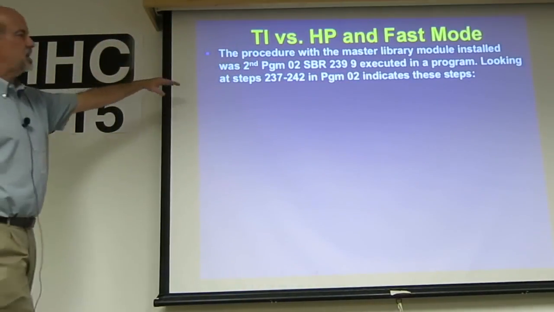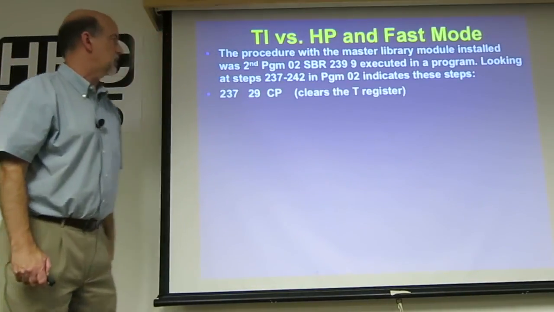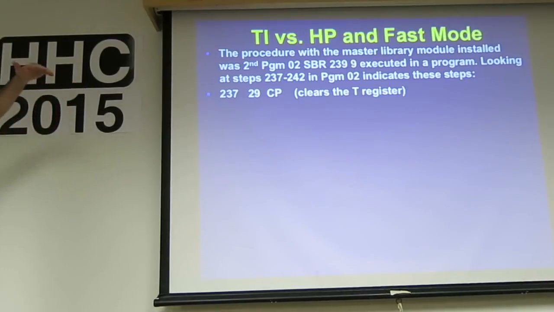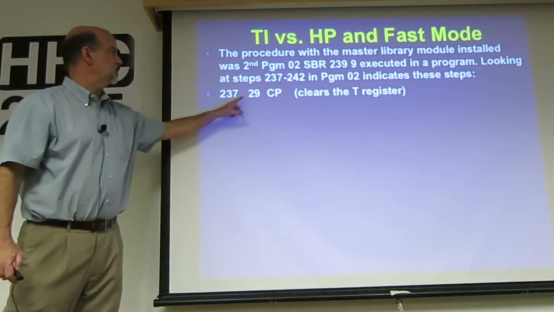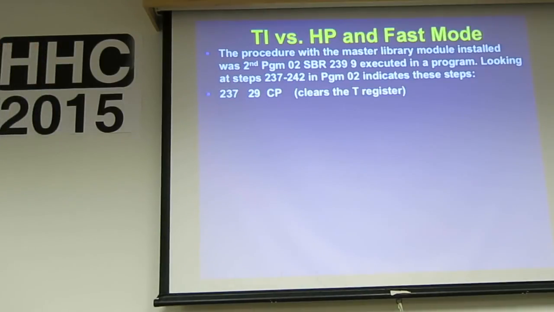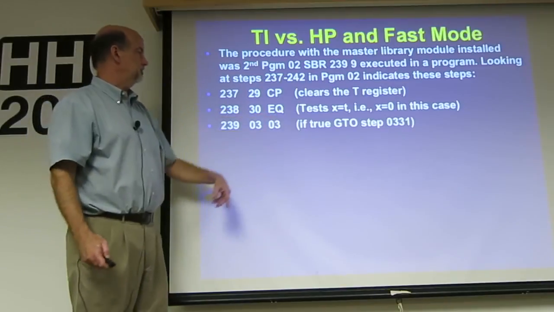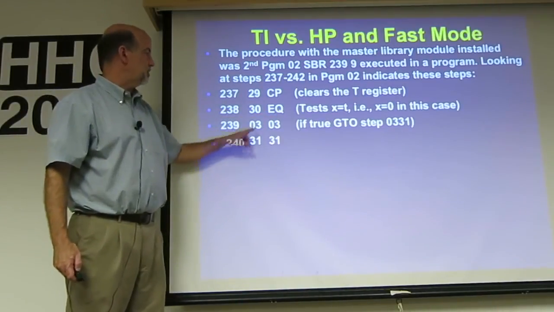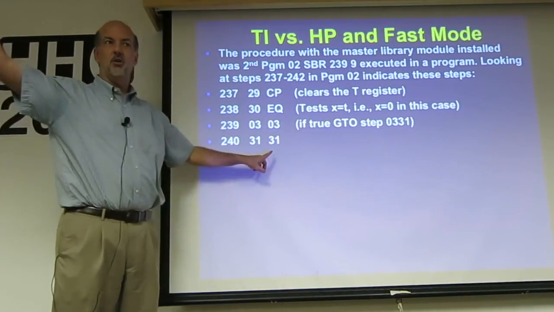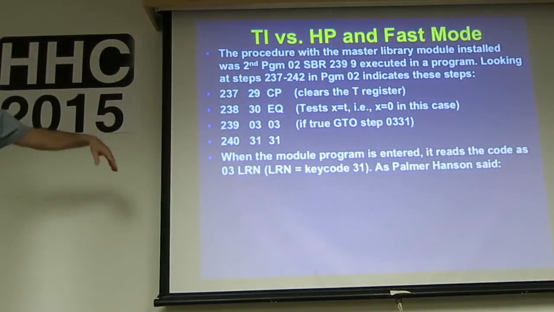So here are the steps in rows 237 to 242 in the second program of the master library. First of all, key code 29 here is CP, to clear the test register, so you can do comparison against 0. It then tested, is x equal to 0? And if true, go to step 331. If x is 0, go to step 331, and then it continued on.